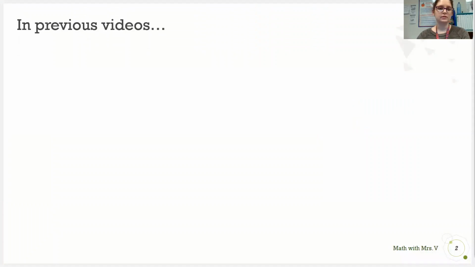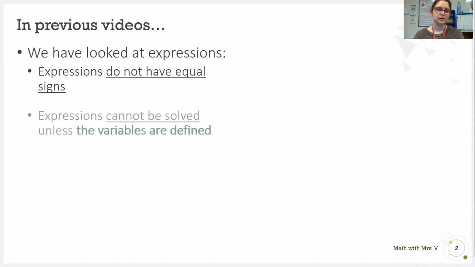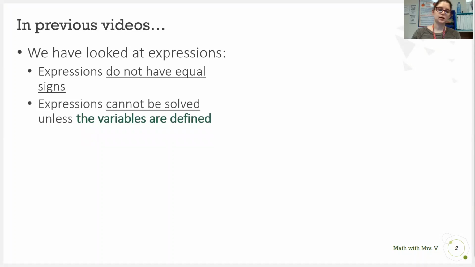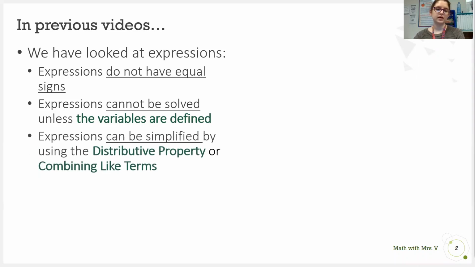So in previous videos, we have looked at solving expressions. And as a reminder, expressions do not have equal signs. Expressions cannot be solved unless the variable is defined. For example, if we had x plus 2, we would need to be told what x equals. And expressions can be simplified by using the distributive property or by combining like terms.